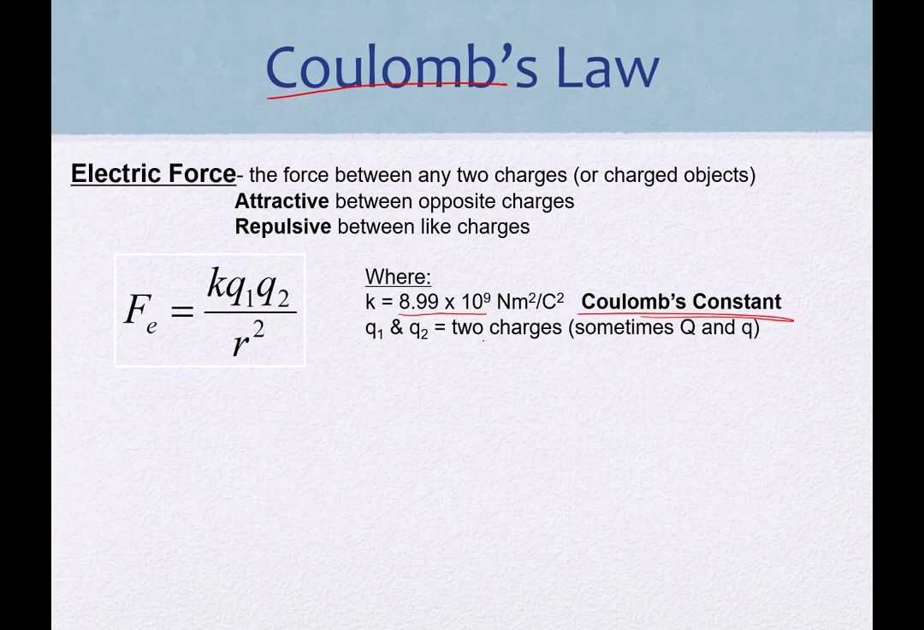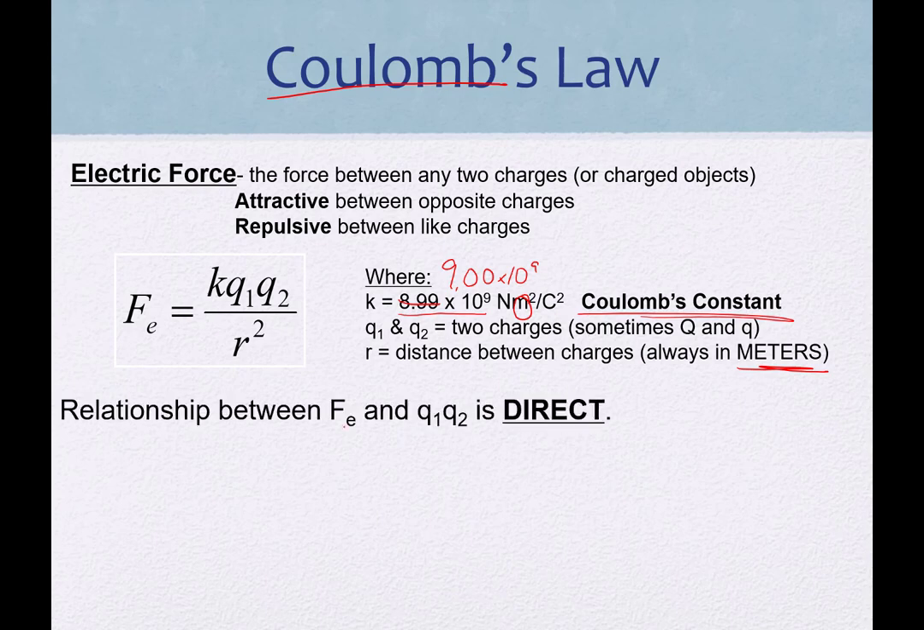Q1 and Q2 are the two charges. We sometimes write them as big Q and little q. And r is the distance between the centers of charge of the two charges. And we want to stick with meters in order to cancel out with the meters in the Coulomb constant. By the way, this Coulomb constant, 8.99 times 10 to the 9, actually, I think that might even be wrong. I think it's 9.00 times 10 to the 9. But I might be wrong about that. Most of the time in calculations, we can just use 9 times 10 to the 9, though. That error is going to be quite small.